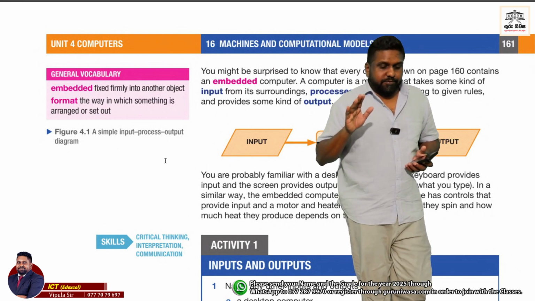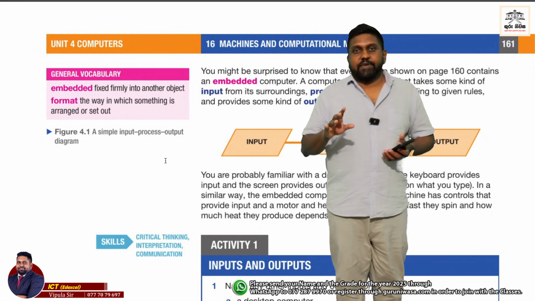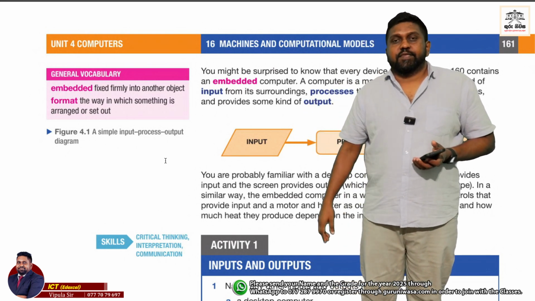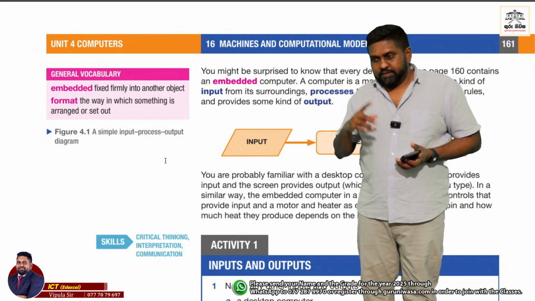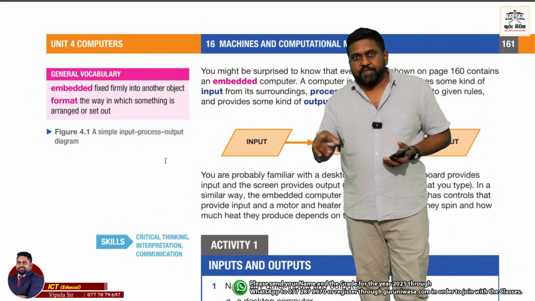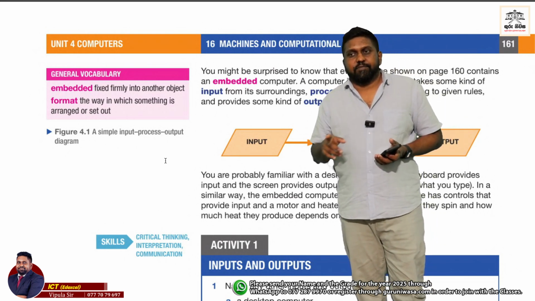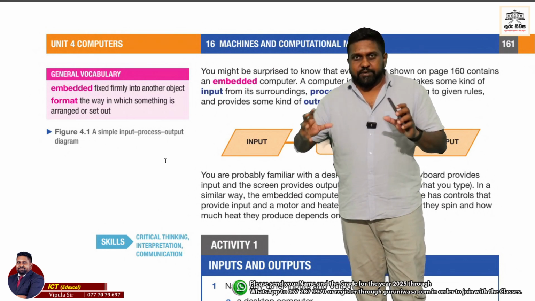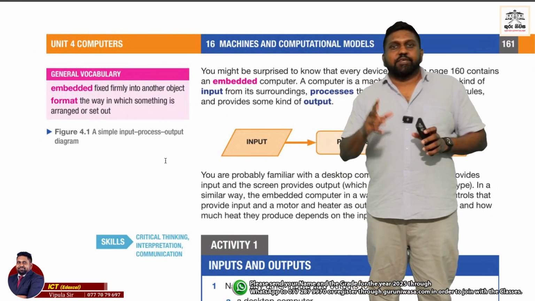Okay, so based on that speed and pressure, what it will do is automatically start processing the data, and it will automatically slow down the car and control the braking so that your car won't skid.